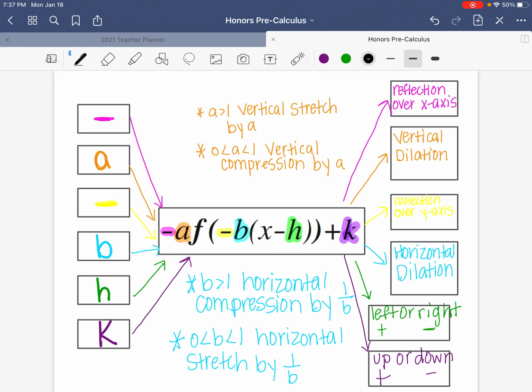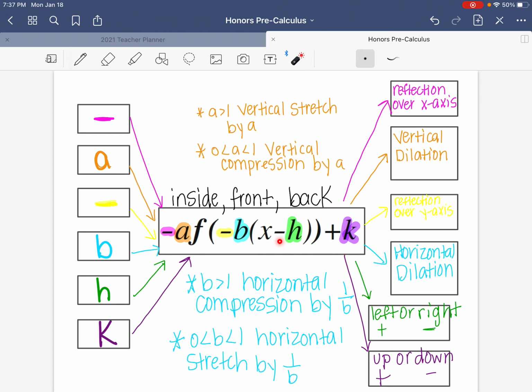Now, the one thing that I will say is when you do this and when you order your pieces, you're going to do the inside first. So you always do the inside of the function. Then you go to the front of the function. Then you go to the back of the function. The k value is always last.